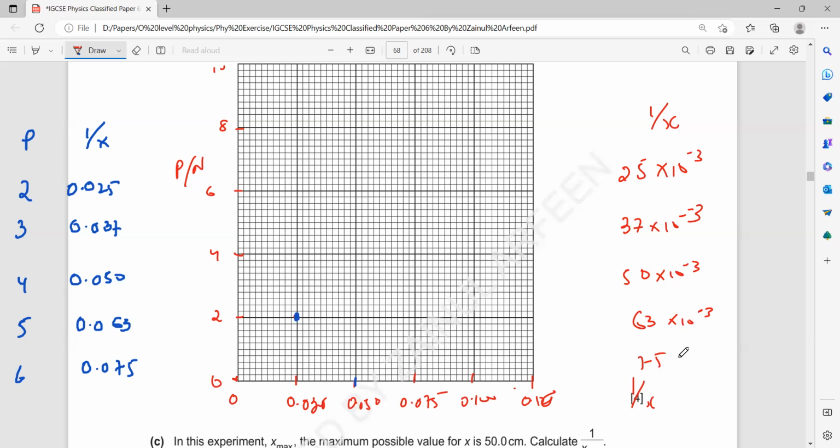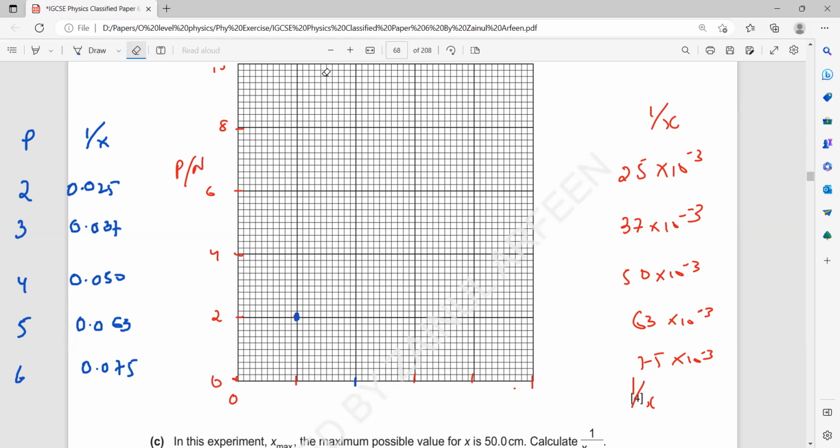And the next value is 75 into 10 to the power minus 3. So if all are in the same notation, scientific notation, I can even label the axis in this manner. This is also the right way, because 0.025, 0.075, very small values are there.